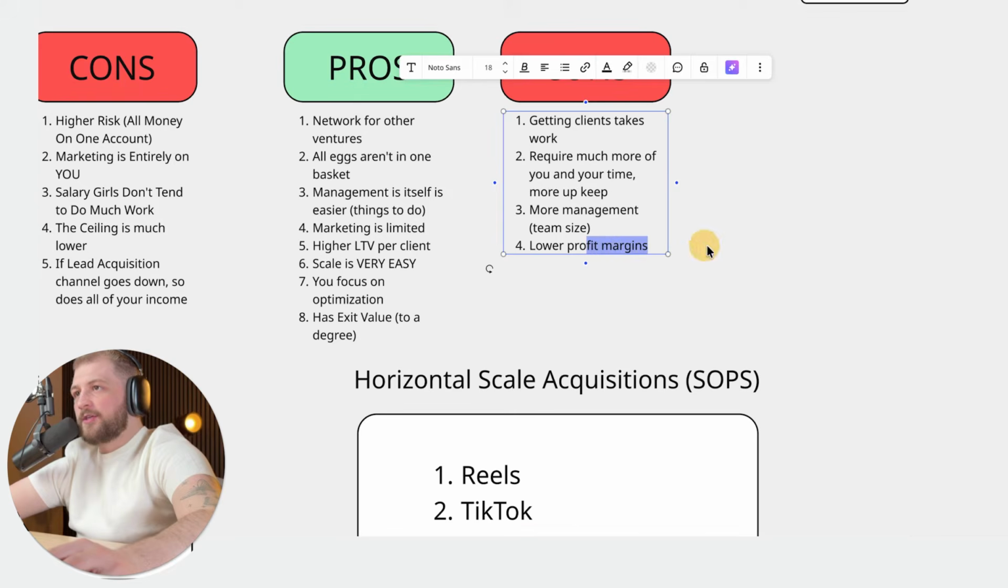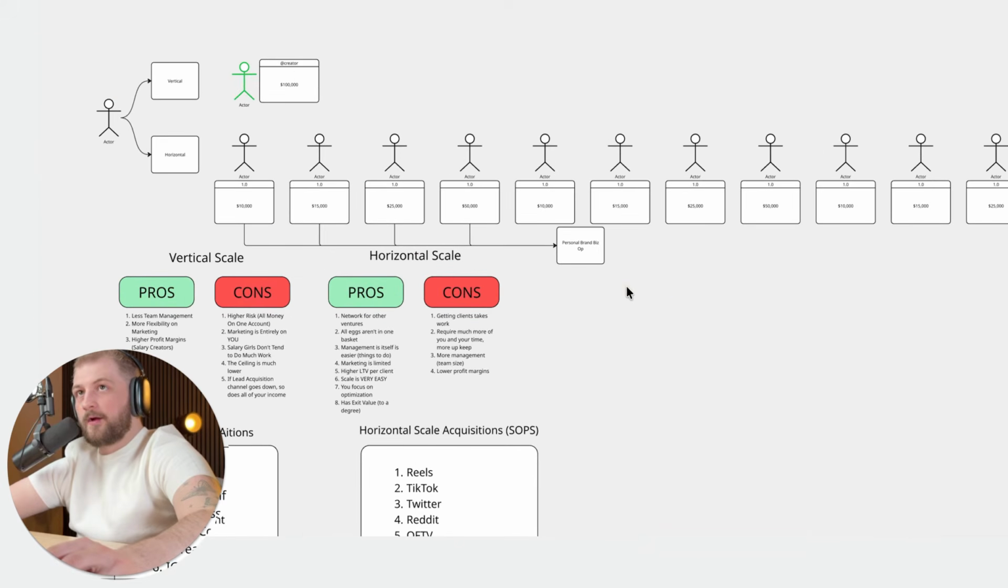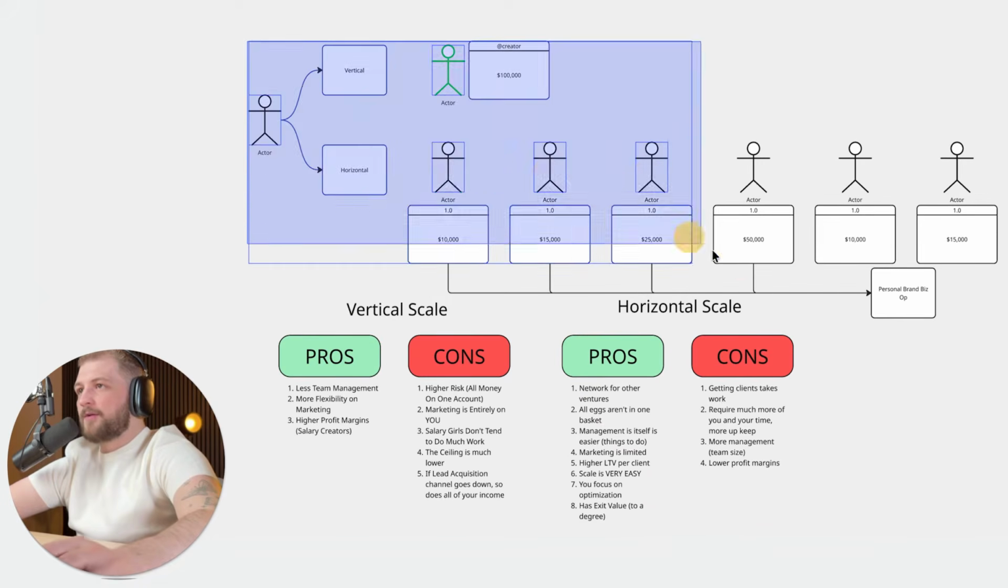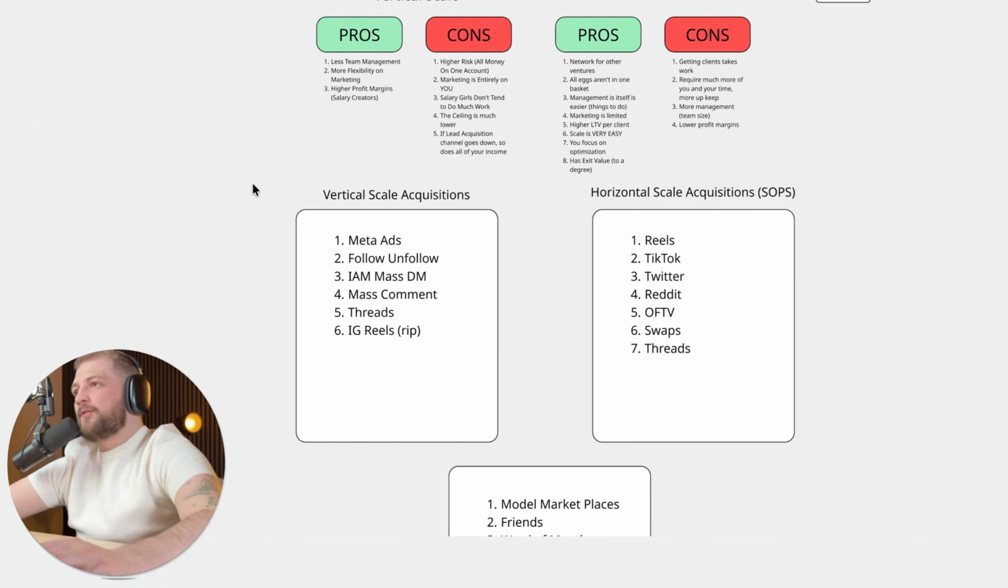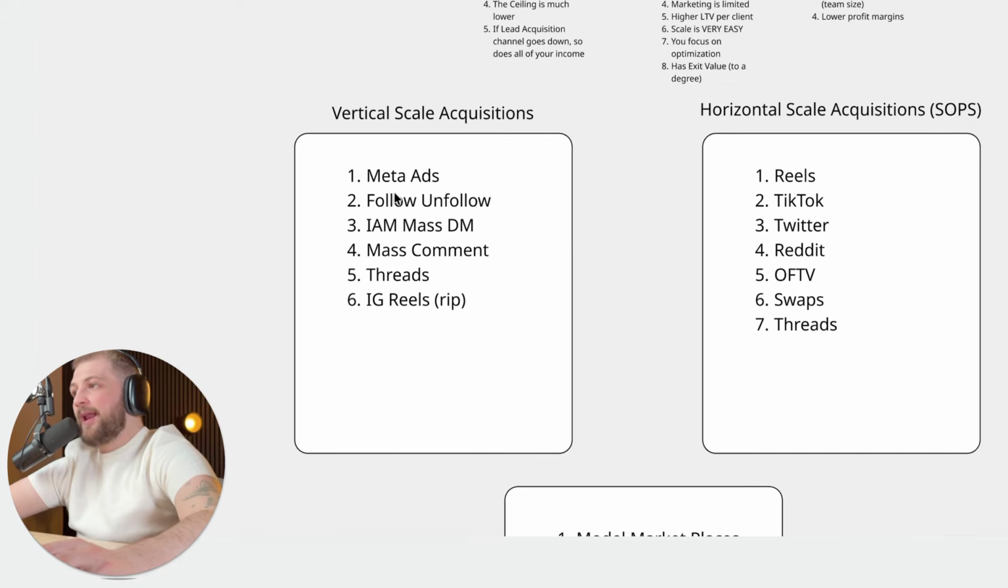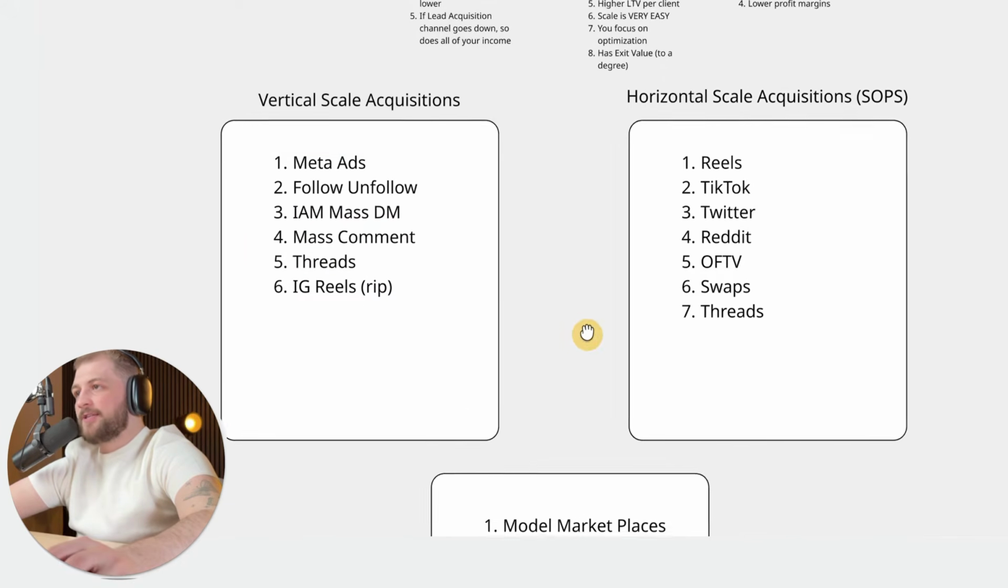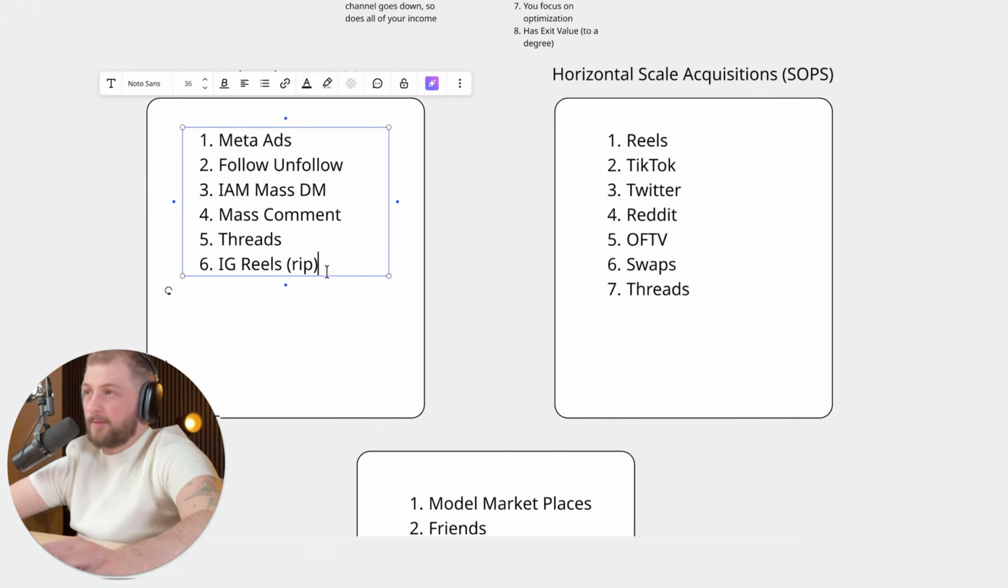And your profit margins are significantly lower. All right. Now, this is a general understanding between vertical and horizontal scale and the different routes that you can take. Vertical scale acquisitions include Meta ads. It includes follow-for-follow, IAMs, DMs, comments, threads, and Instagram reels. Kind of rip if you want to go that route.